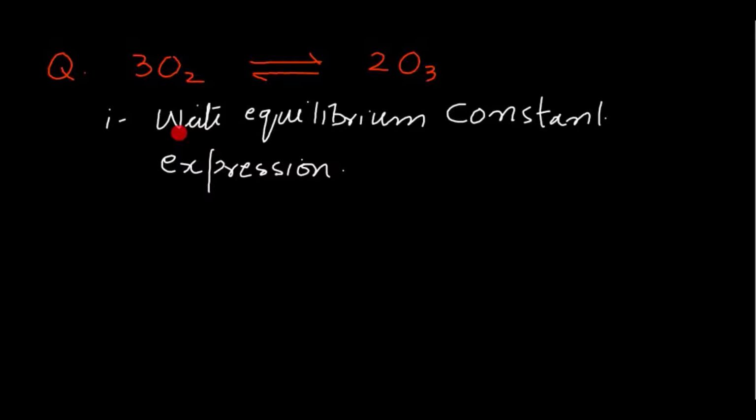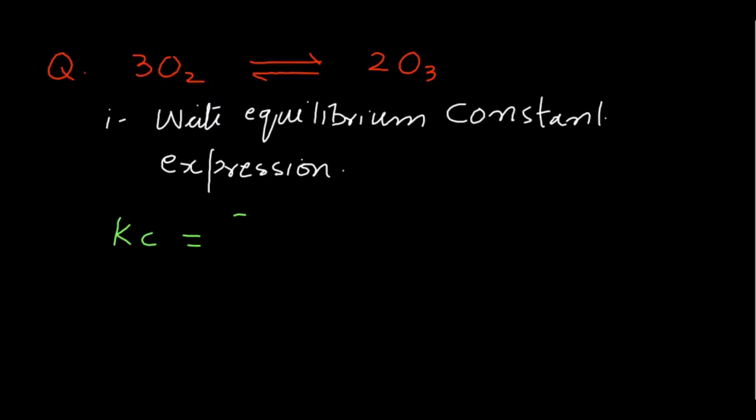Now students, what question is given to us? Here we are asked to write the equilibrium constant expression. Equilibrium constant expression means we are asked to write Kc for this reaction. Now let's start. We write the Kc for this reaction. We know very well Kc is the ratio of the product of the molar concentrations of products to the product of the molar concentrations of reactants.